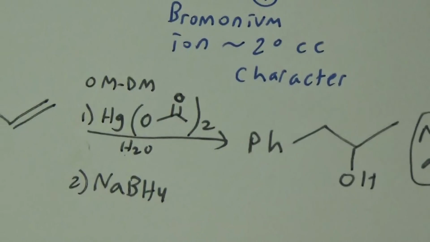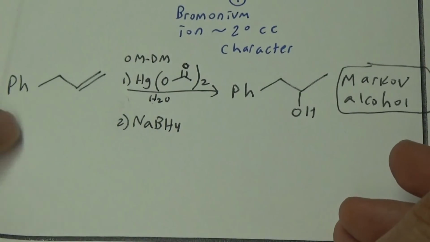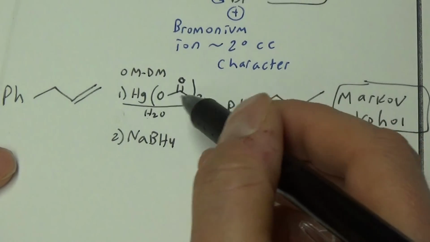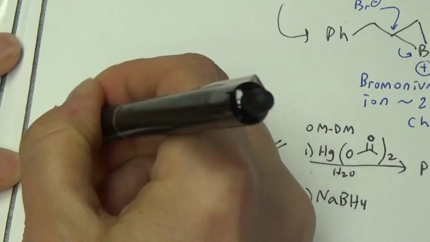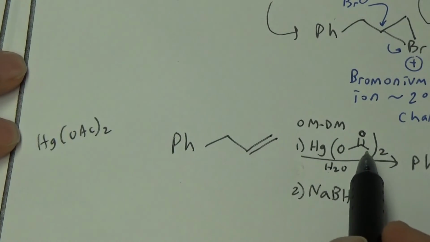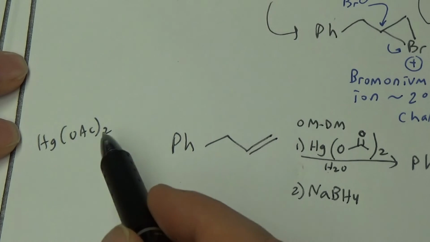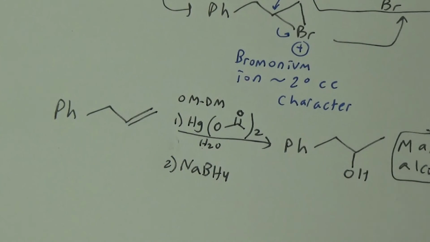Okay? And that makes a Markovnikov alcohol. Another abbreviation for this mercury reagent, I'll just draw it over here, is Hg(OAc)2. It's the same thing. Acetate is what an acetate group is. Hg(OAc)2. Yeah. Okay. And what is the mechanism of this reaction?